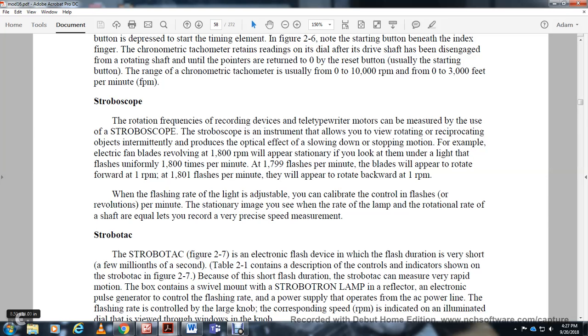With 1,801 flashes per minute, the blades will appear to rotate backward at 1 RPM. When the flashing rate of the light is adjusted with the calibrated control in flashes or revolutions per minute, the stationary image you see means the rate of the lamp equals the rotational rate of the shaft. This lets you record a very precise speed measurement.